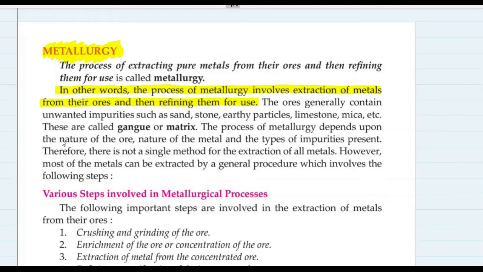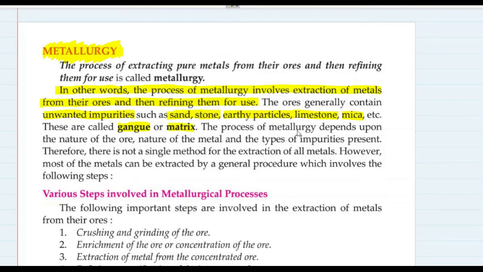The ores generally contain unwanted impurities, gangue, matrix, right? Such as sand, stone, earthy particles, limestone, mica, etc. These are all unwanted particles. We don't want them, and these are called gangue or matrix.